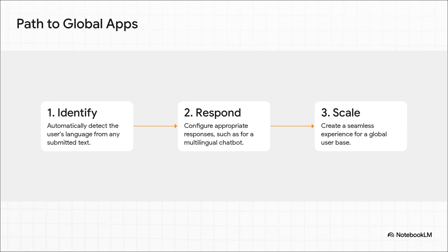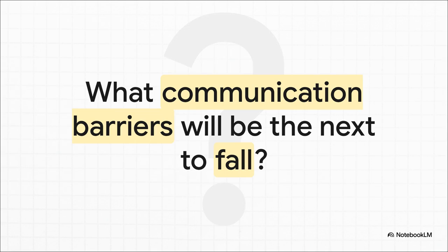And all of this leaves us with a pretty big question to think about. We started with just detecting language, but that's really just the beginning. As AI gets better and better at understanding the deep nuances of human language, you have to ask, what other communication barriers are going to be the next to come tumbling down?